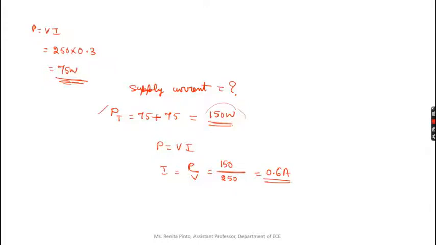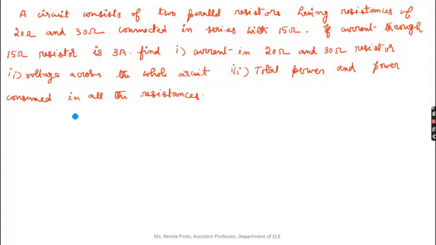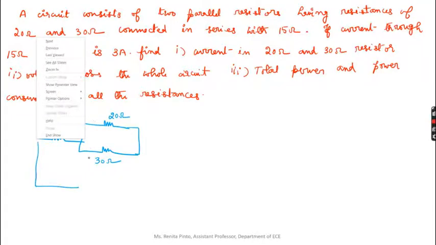So let us go to the next question. First what I'll do is I'll draw the circuit. They will not give you the circuit every time. Now they have told you there are two parallel resistors having resistances of 20 ohm and 30 ohm. So let me draw two resistors, 20 ohm and 30 ohm, connected in series with 15 ohm. So this is connected in series with 15 ohm, and it is connected to a supply.